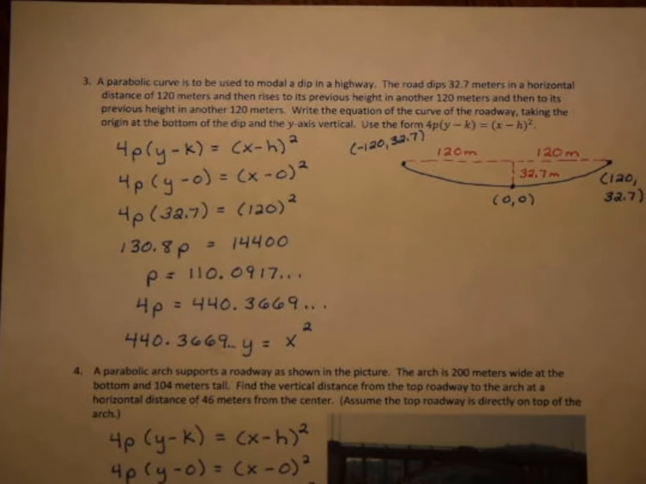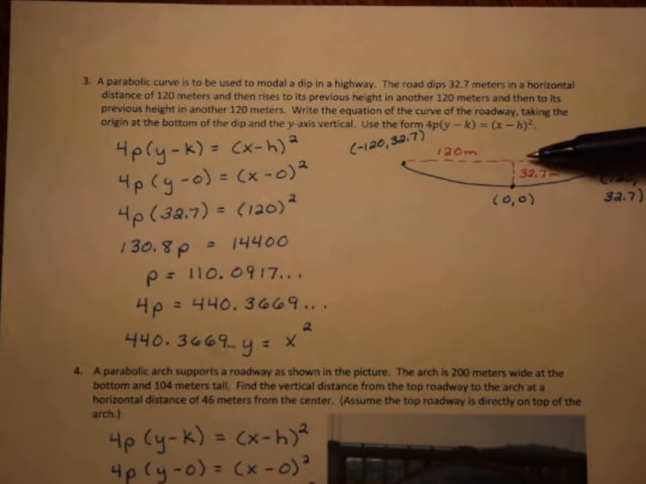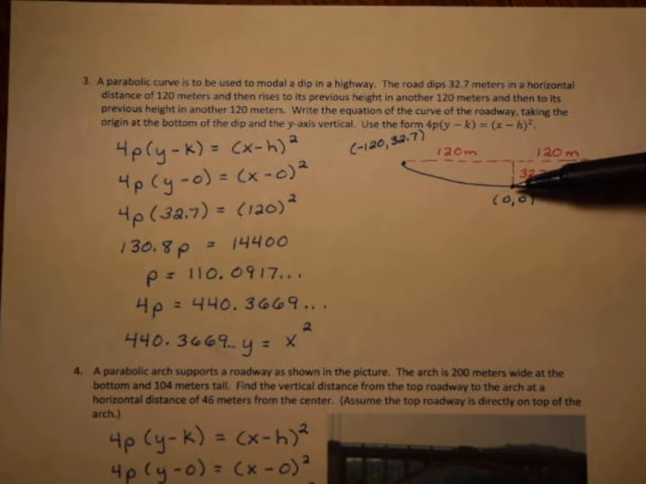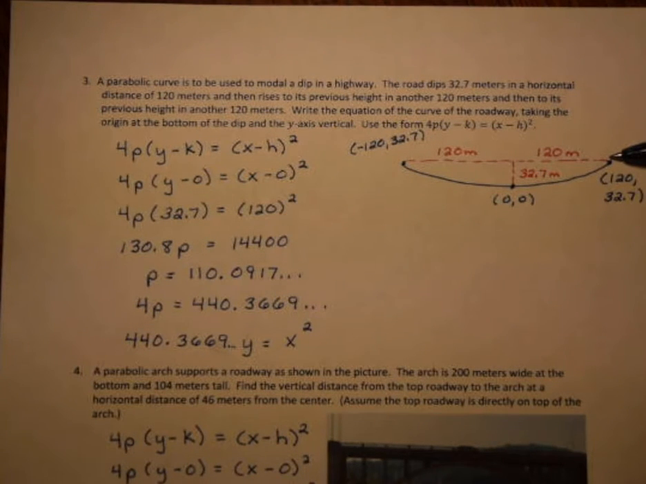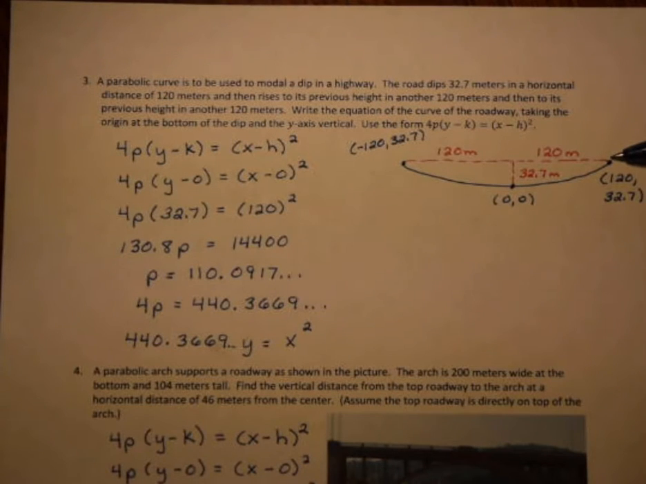Okay, number 3. It says a parabolic curve is to be used to model a dip in the highway. The road dips for 32.7 meters in a horizontal distance of 120 meters and then rises to the previous height in another 120 meters. So I drew a picture here. It dips down 32.7 meters and then it comes back up to the original height. And it takes 120 meters for it to go down and then another 120 meters to come back up.